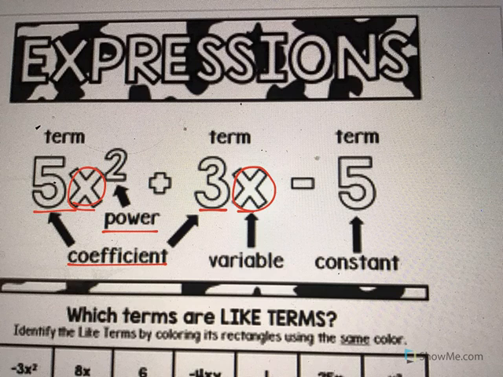like for a variable. And then a constant is just a number, and that could be any number, whole number, integer, fraction, decimal. The reason it's called a constant, and now this is a negative 5, but negative 5 always equals negative 5. Negative 5 will never equal anything other than negative 5, so it's constantly the same value. Okay, so these are the parts of expressions.